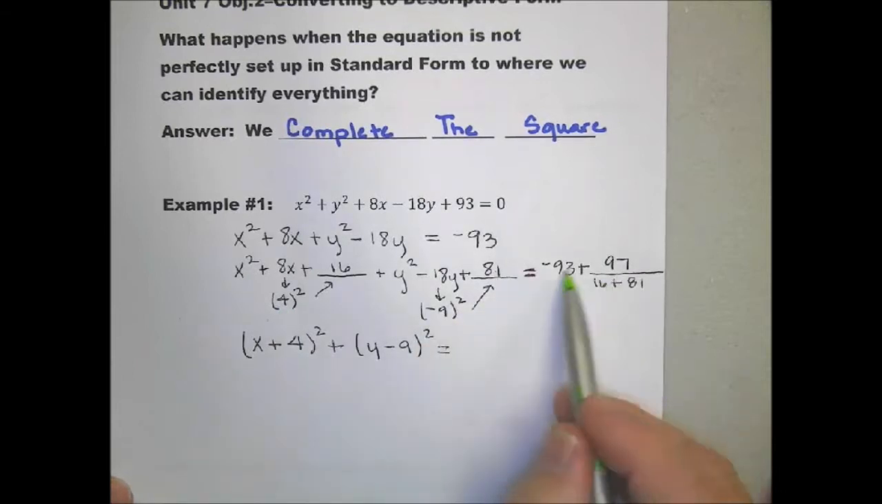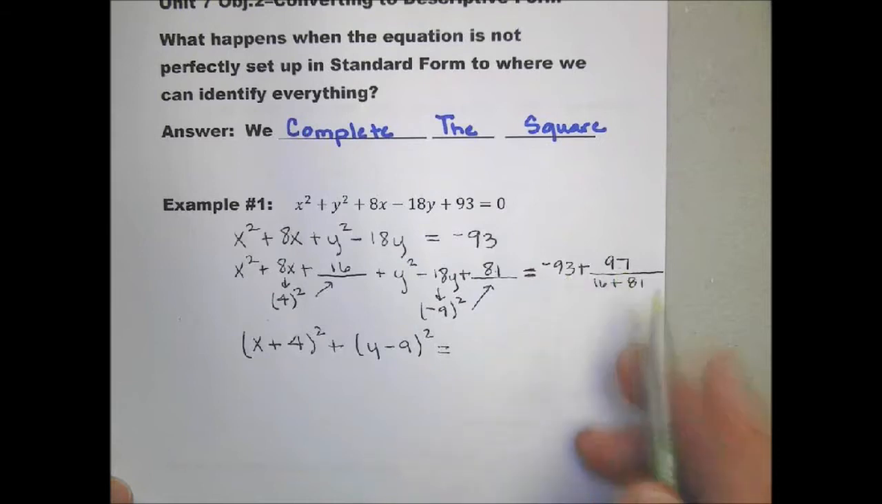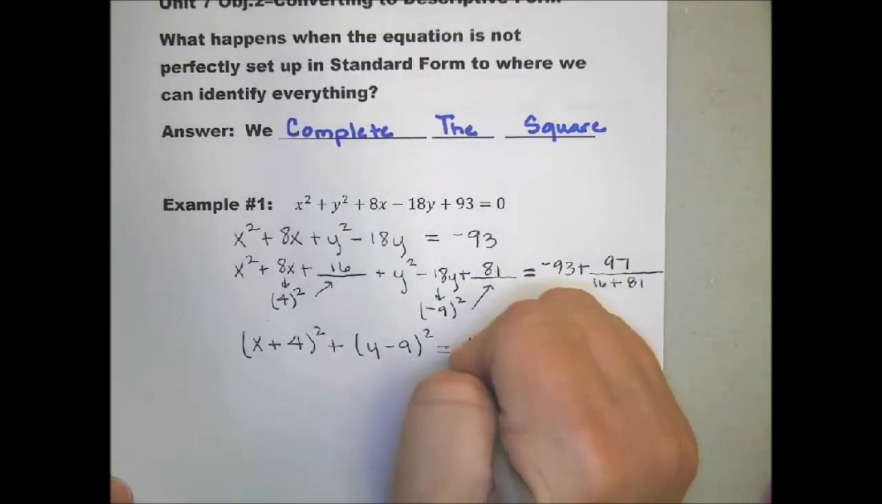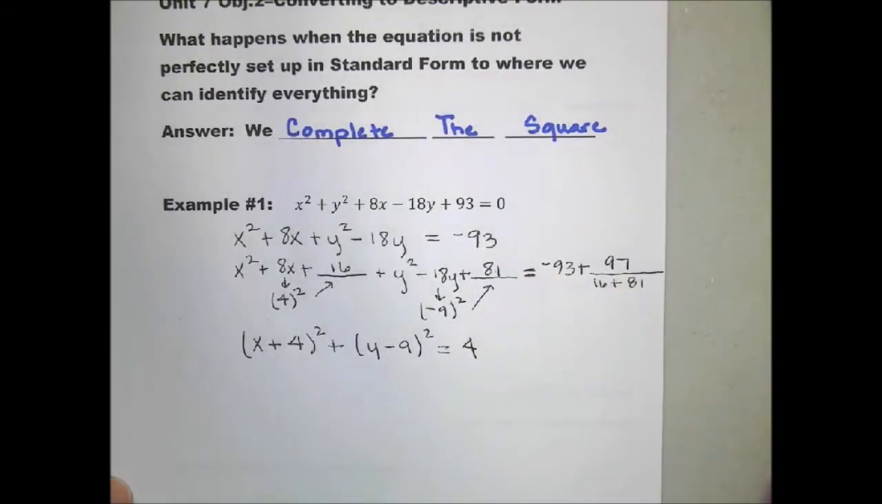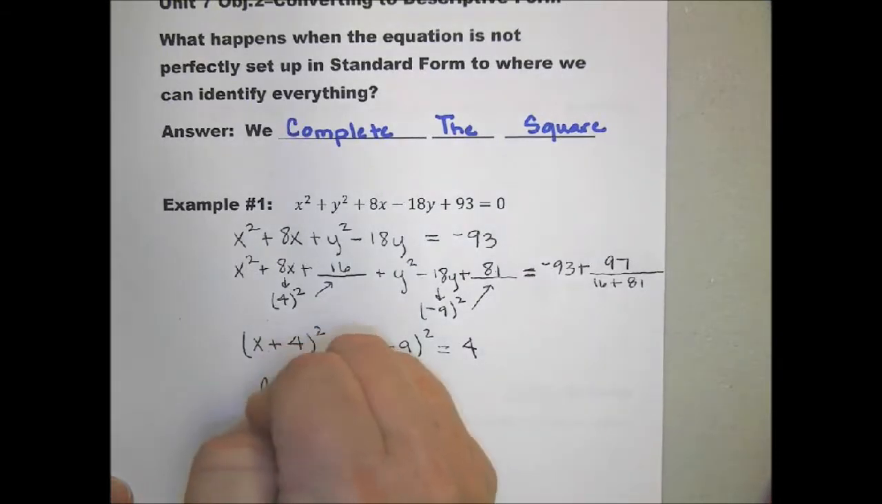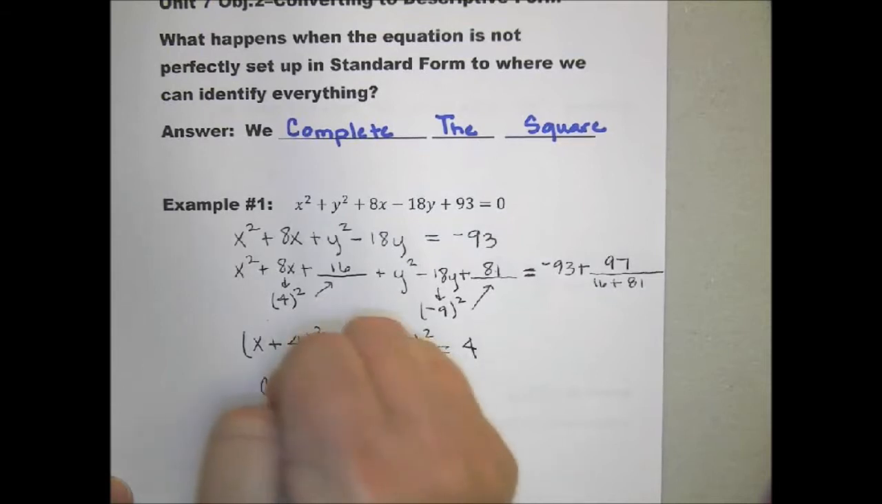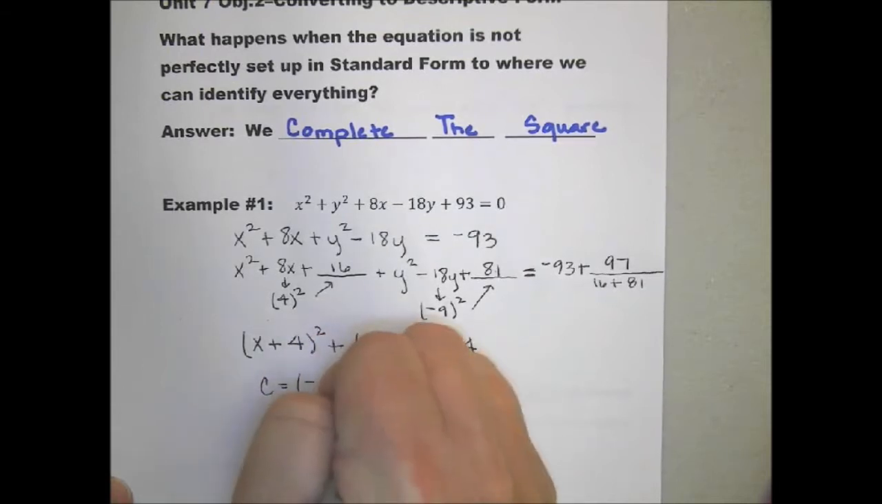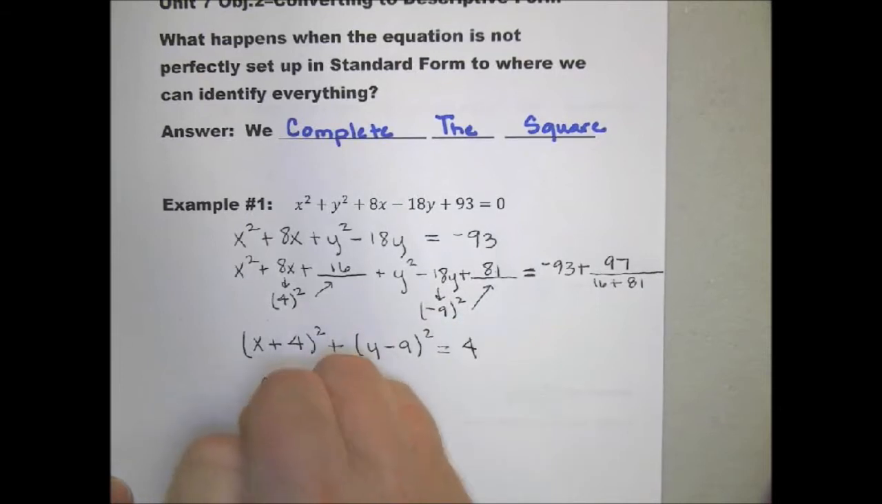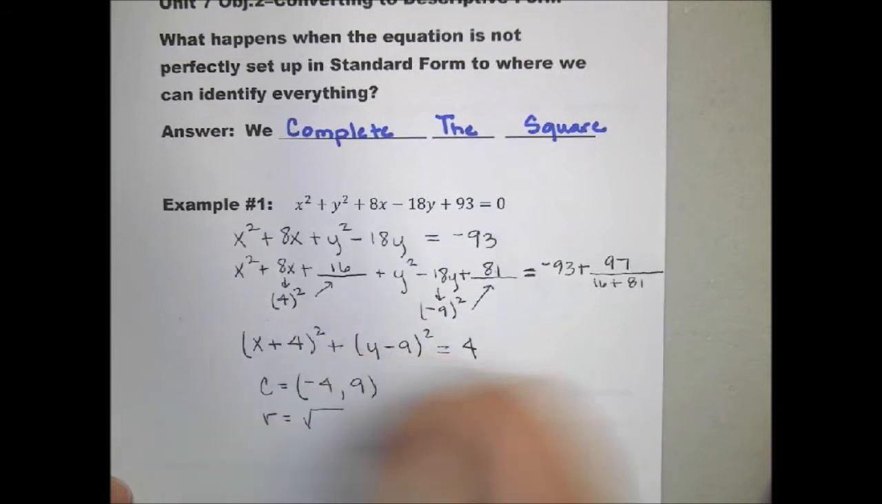Now, over here, negative 93 plus 97 is positive 4. And by doing this simple little process, I now know the center of this circle is at negative 4, positive 9. And the radius is the square root of that number, which happens to be 4. So the radius is 2.